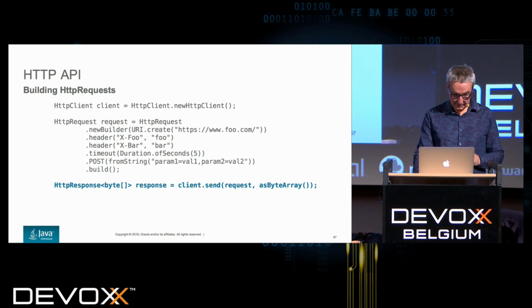So in this example, we're calling client.send, which sends the request and expects a byte array as the response body type.